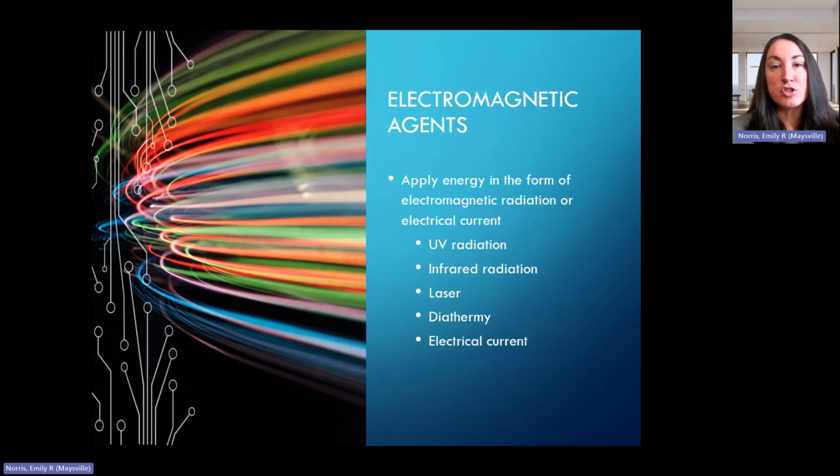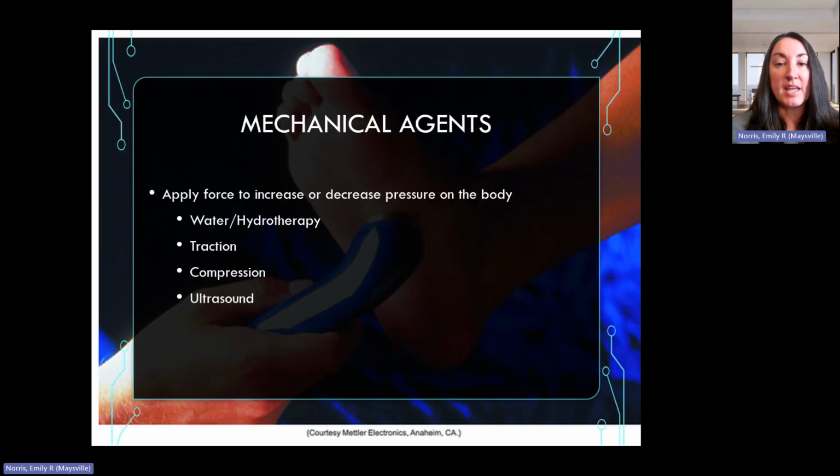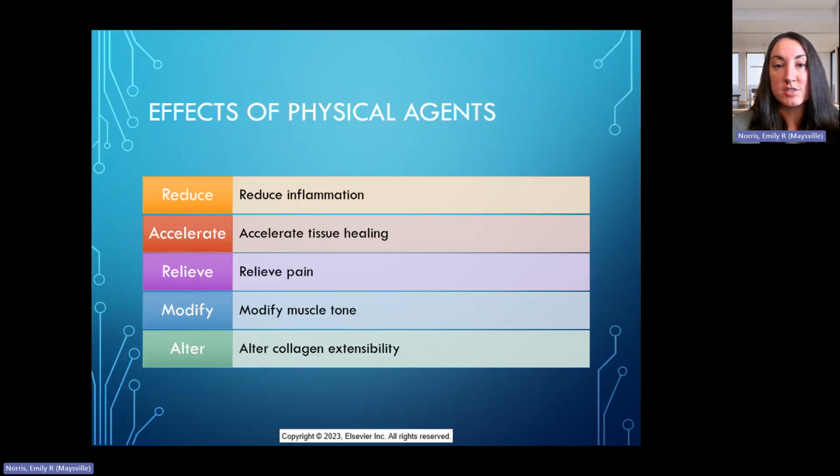Electromagnetic agents apply energy in the form of electromagnetic radiation or electrical current. Some of the ones that you'll see used in a PT clinic include UV radiation, infrared, laser, diathermy, or electrical current. Mechanical agents apply force to increase or to decrease pressure on the body. Water is a mechanical agent because of the hydrostatic pressure that water applies when you are submerged in water. Traction, compression, and ultrasound all also are under the mechanical agents category.